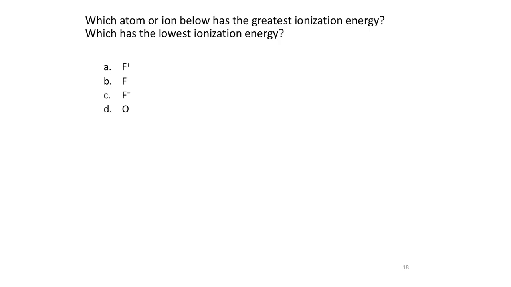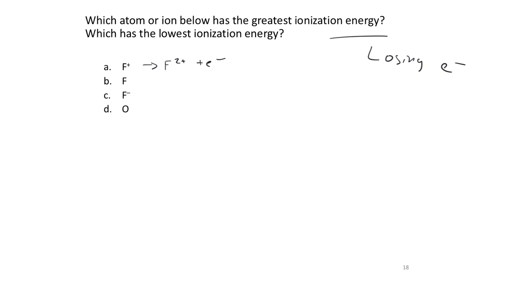So ionization energy is the energy associated with losing an electron. So we're asking which atom below, when they lose one electron, takes more energy. So let's write those ionization energy reactions real quick. Let's write F losing an electron. That would be going to F2+ plus an electron.